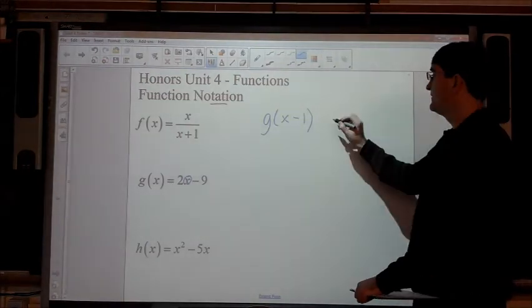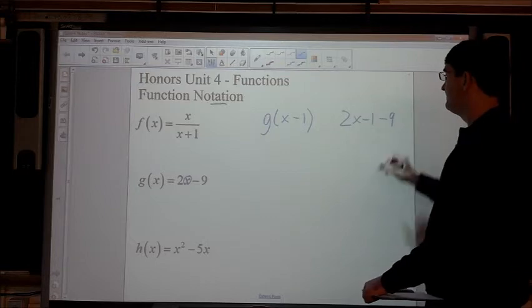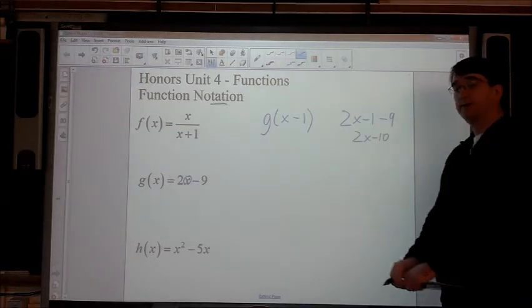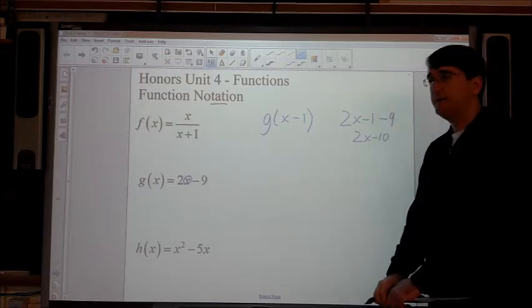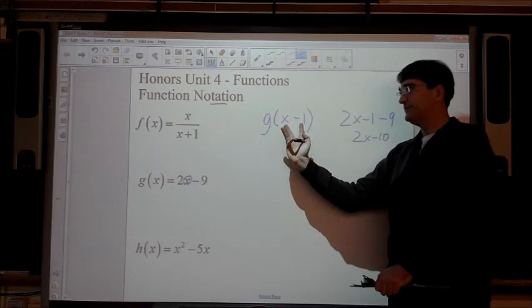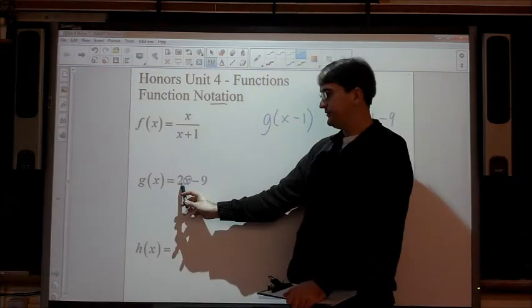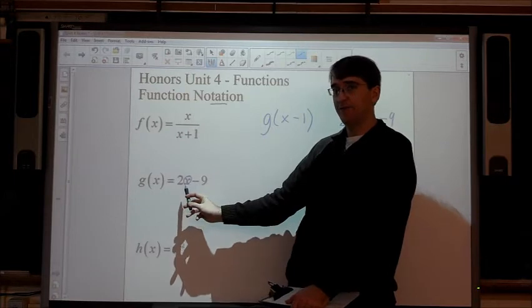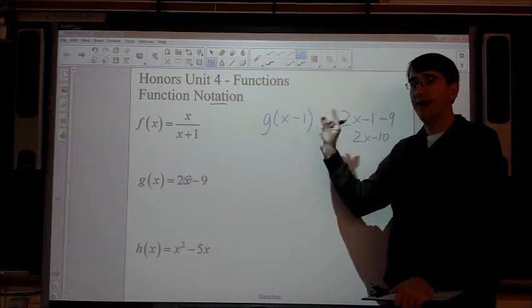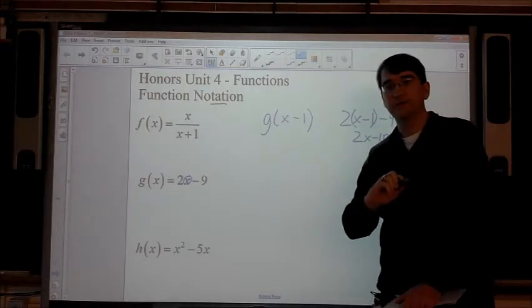But you've got to be careful. Don't just do 2x minus 1 minus 9, because then that would give you 2x minus 10. This is wrong. This is incorrect. The problem here is that we're replacing x with this x minus 1. So if I had 2 times x before, now I have 2 times x minus 1, that whole thing. We need to put that into parentheses.